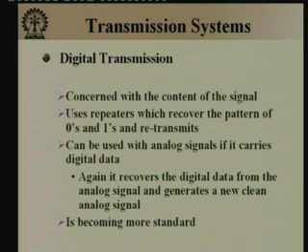Now, in digital transmission, this is concerned with the content of the signal, uses repeaters which recover the pattern of zeros and ones and then retransmits. This can be used with analog signals if it carries digital data. Sometimes analog signals would carry digital data. It recovers the digital data from the analog signal, generates a new clean analog signal. This is becoming more standard.